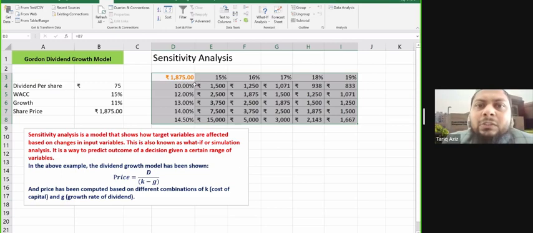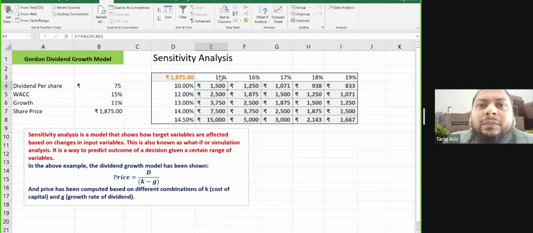So I have pressed enter and now this table has been prepared. So as per this, if the cost of capital is 15% and the growth rate of dividend is 10%, in that case, the share price should be 1500 rupees. The maximum share price is here, and that is the combination of 15% and 14.5%. That if the cost of capital is 15% and the growth rate of dividend is 0.5%, in that case, the share price should be 15,000.